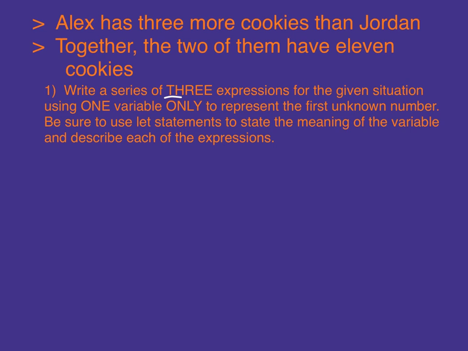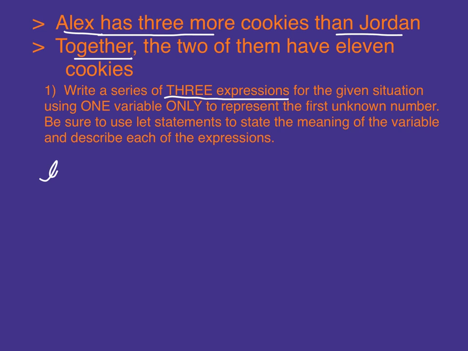Now it says very specifically here that I need to write 3 expressions. I know that stumped a lot of you, but you need to go back and look at your statements and decide what's the first thing you don't know. Alex has 3 more than Jordan, and then it starts talking about together. So we don't need to worry about that. We know exactly what we need to know in that first statement. Alex has 3 more cookies than Jordan, therefore we need to start with Jordan.